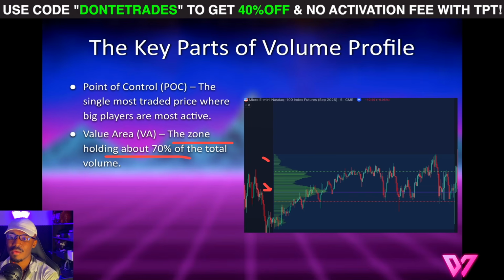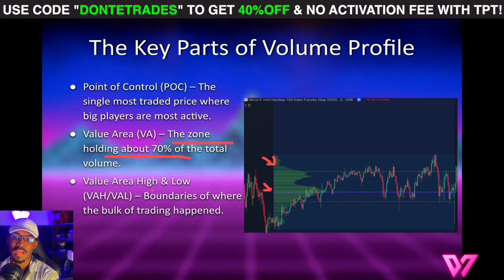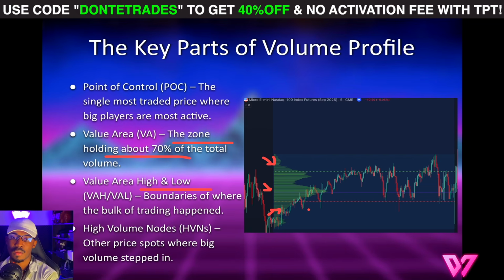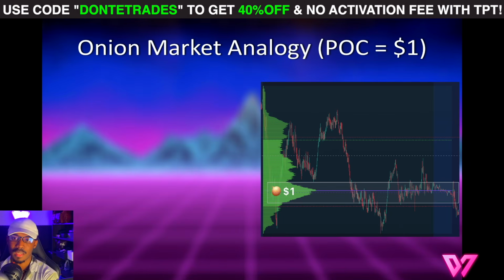So then you have the value area high. The value area high is this green line here, and generally speaking, when I get to the value area high, I'm looking for shorts, and we'll come into that in a second. And then the next one we have is the value area low. It's the exact opposite of the value area high, and it's this red line here. And generally speaking, when the price gets to the value area low, I am looking for longs, right? We also have something called high volume nodes, and this is another price point where big volume has to step in and lots of liquidity, and we'll break that down and talk about that here.